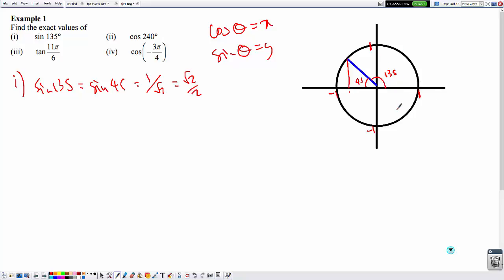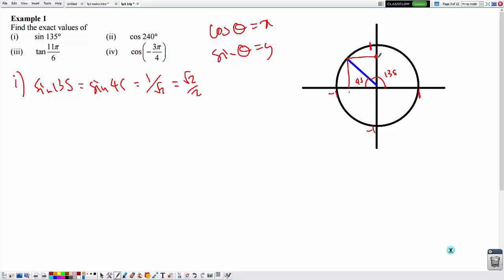Now, some of you, if you've done CAST, may say this is very similar to CAST. But because we understand what sine and cos are on the unit circle, we don't need to use CAST anymore. It gets in the way. If you don't know what CAST is, don't worry about it. You don't need it. So what did we do? Well, sine of 135. Again, remember, sine of theta is my y value. So I'm actually looking for this y value here.